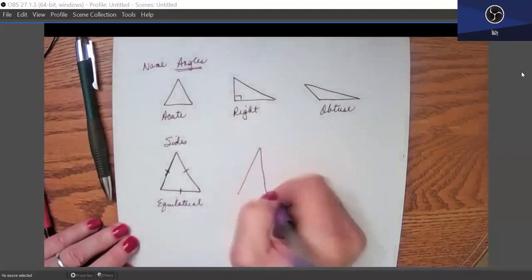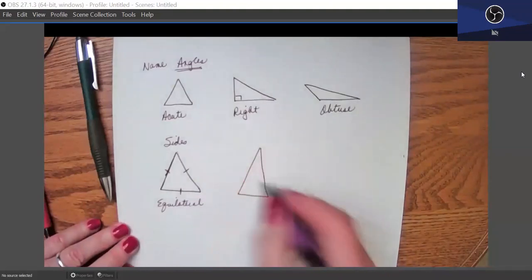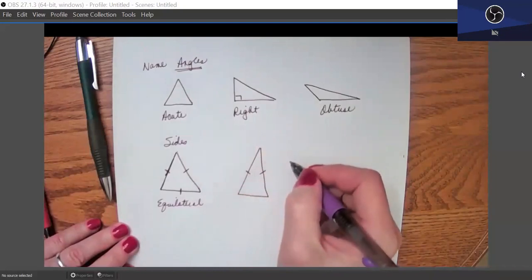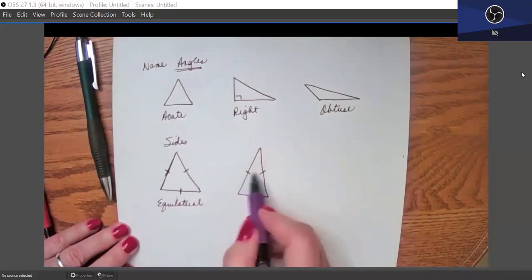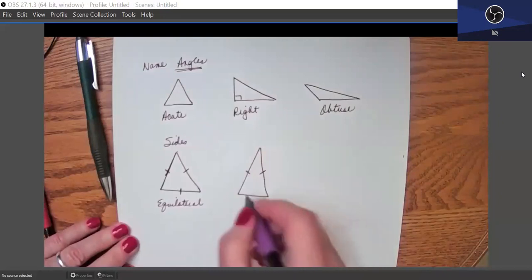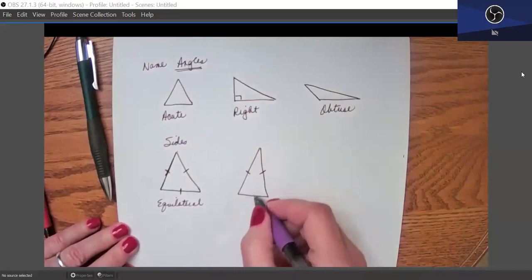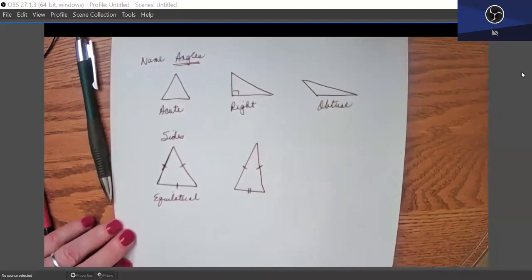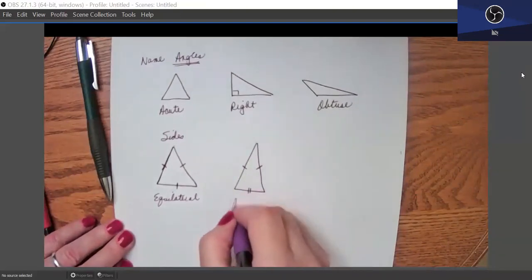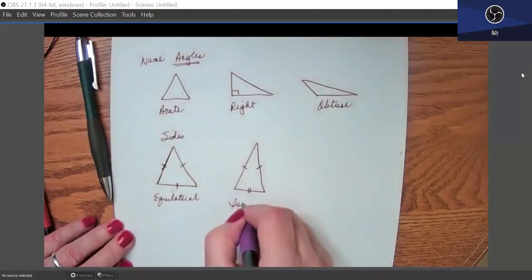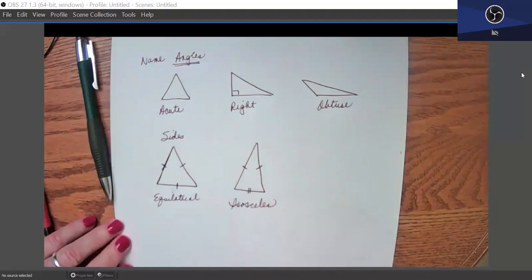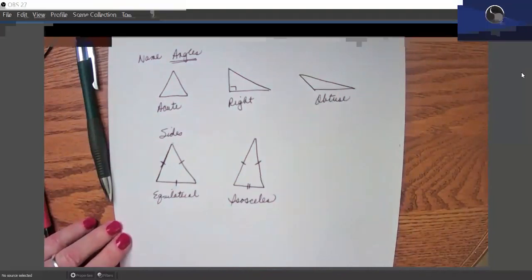If just two of the sides have the same measure, okay, so this side has a single tick and this side has a single tick, that tells me that these two sides have the same measure. I don't even have to mark this one, but if I do want to mark it, I'm going to give it 2 ticks because it's not the same measure as the other two sides. This is called an isosceles triangle. A triangle that has two sides of equal measure is called isosceles.